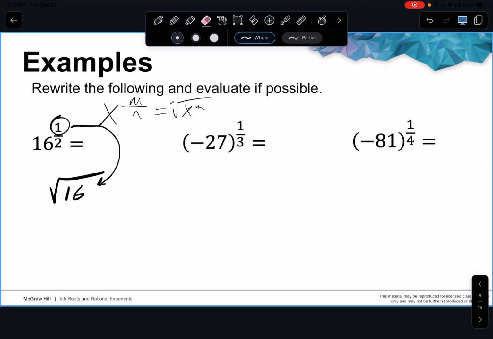Okay, how about negative 27 to the 1/3 power? Let's just only write it in the radical form. We're not going to solve it yet. So put your pencil to paper here.